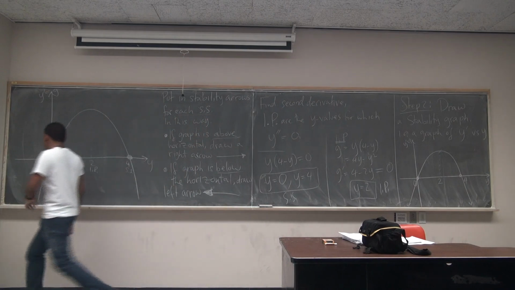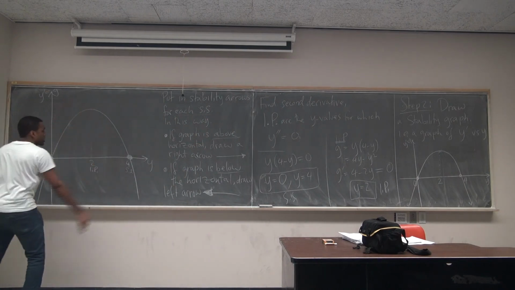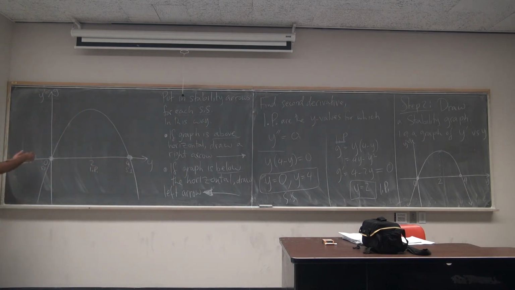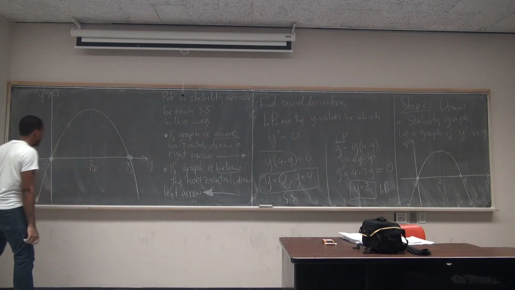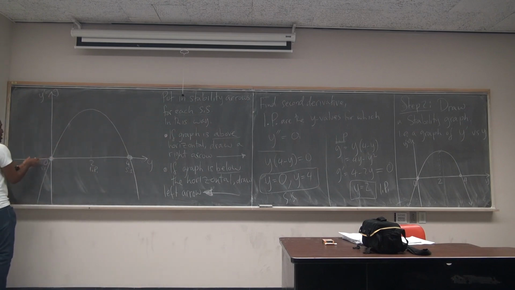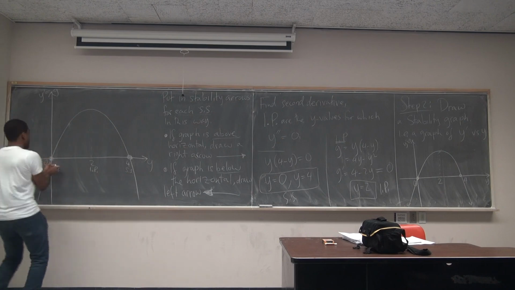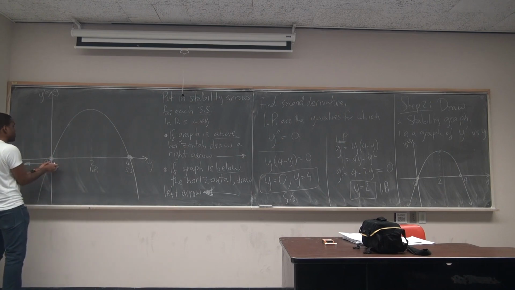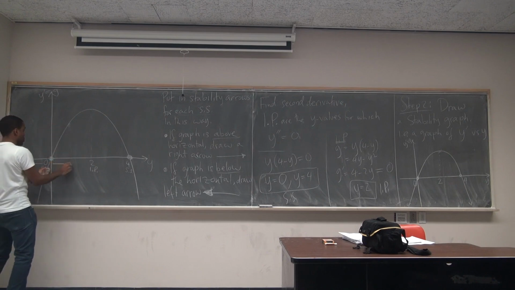Okay, so let me demonstrate. I draw this picture. Here are my steady states. For each steady state, to the immediate left and right of the steady state is where I'm looking. So look to the left of this steady state. Where is the graph? Down. It's below the horizontal. So what do I do? Left arrow. Draw an arrow going to the left. Move over here. Where's the graph? Above. It's above the horizontal. So what do I do? Draw an arrow to the right.